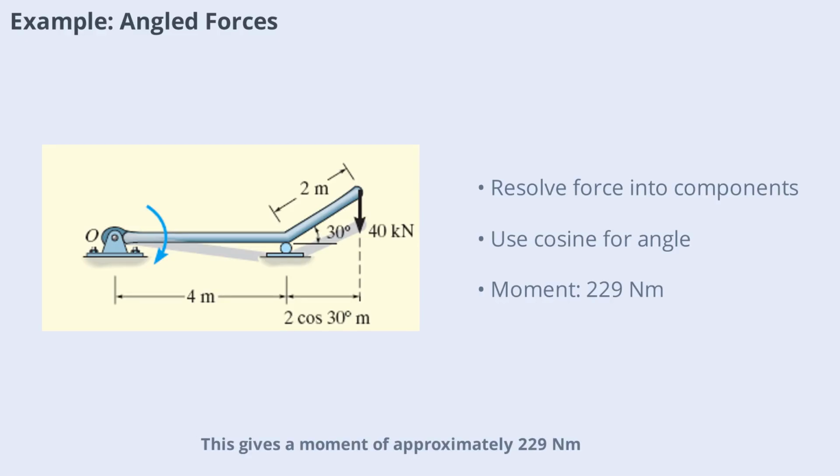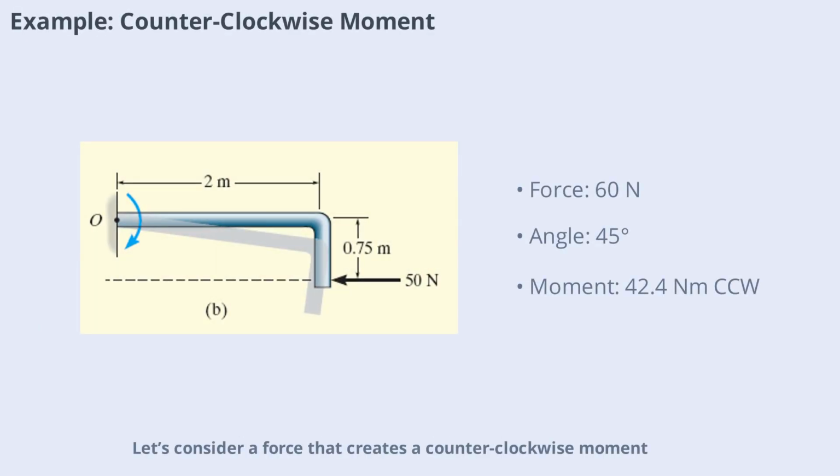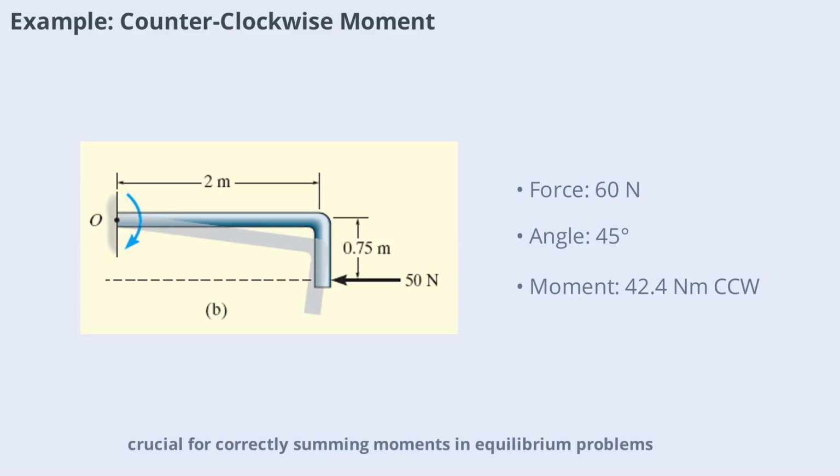This gives a moment of approximately 229 Nm. Always resolve forces into perpendicular components when calculating moments in such cases. Let's consider a force that creates a counterclockwise moment. If a 60 N force acts at a distance of 1 m at a 45-degree angle, the moment is 60 N times 1 m times sin 45 degrees, which equals about 42.4 Nm in the counterclockwise direction. Identifying the direction of the moment is crucial for correctly summing moments in equilibrium problems.